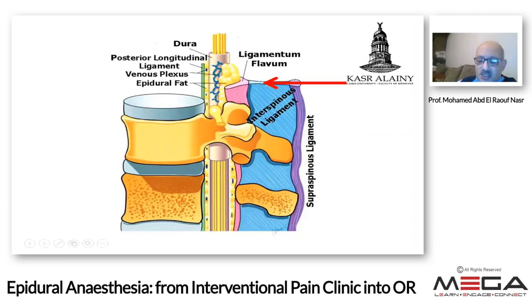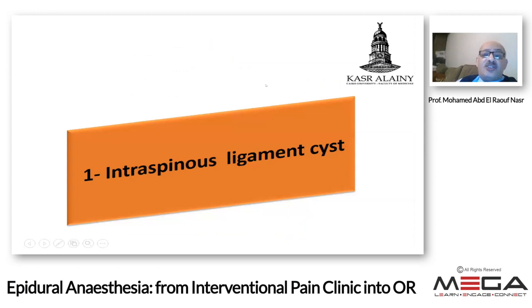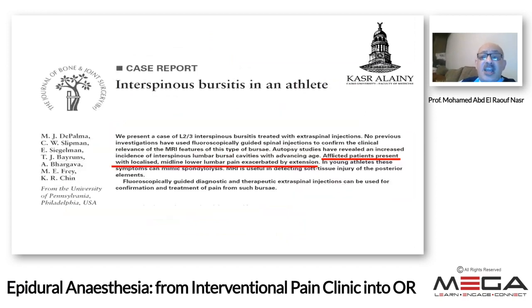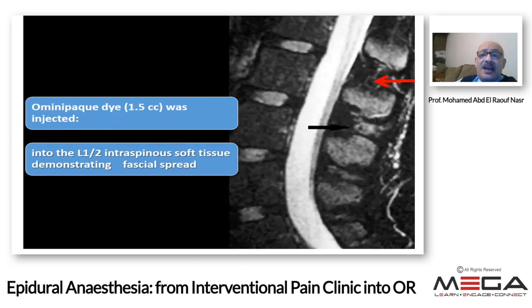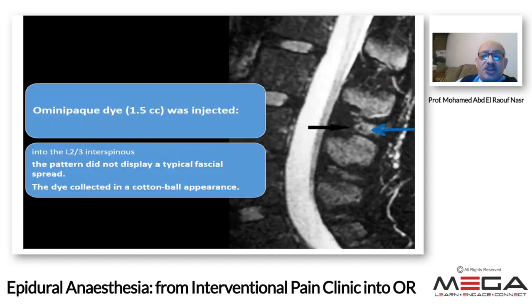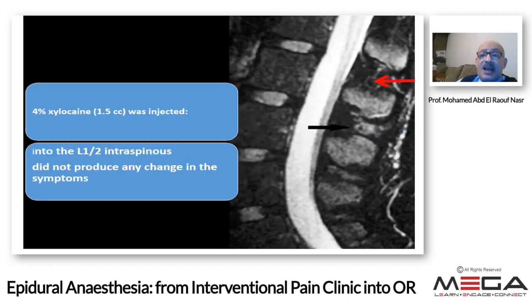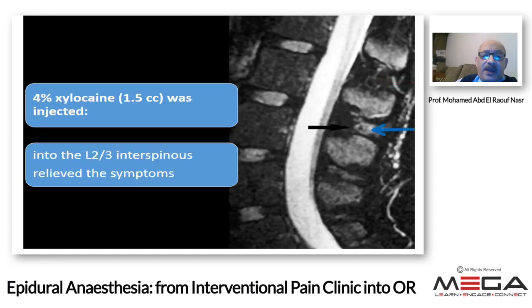First, we pass through the interspinous ligament, and in the literature, there is the interspinous ligament cyst. Here, a patient presented with localized midline back pain exacerbated by extension. When they did an MRI, they found an L2, L3 cyst, as shown here by the black arrow. They injected a dye at the L1, L2 level above. This is a normal epidural spread. Where they injected the dye opposite to the diseased area, they got the cotton ball appearance. Local anesthetic in the normal area does not relieve pain. Local anesthetic opposite to the cyst relieves the symptoms.